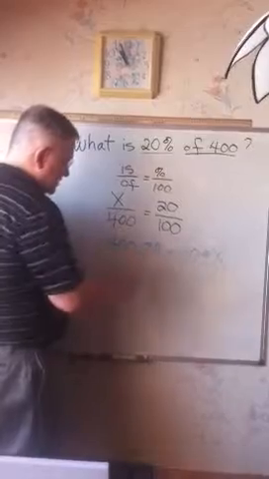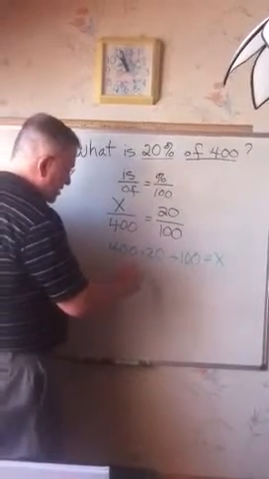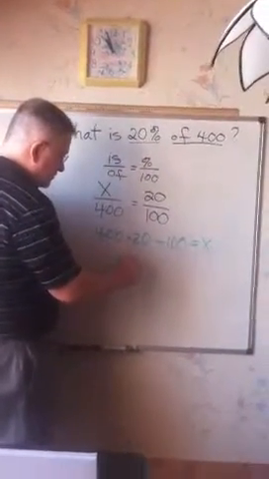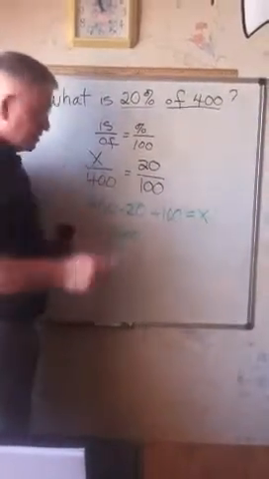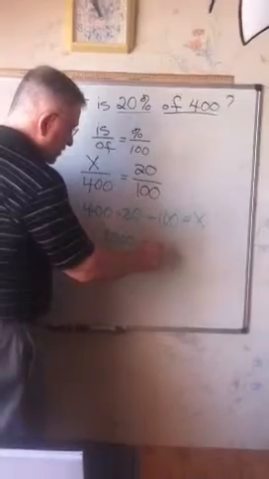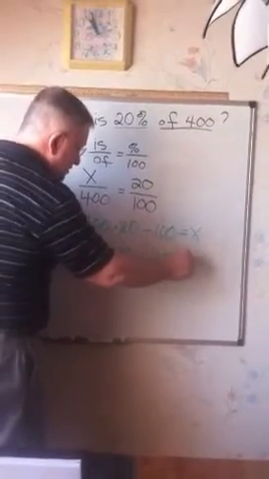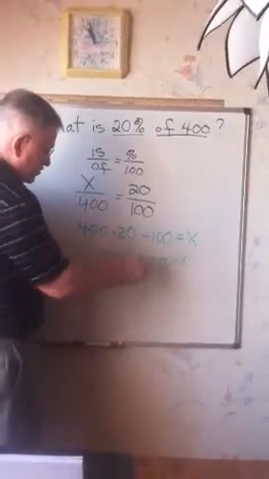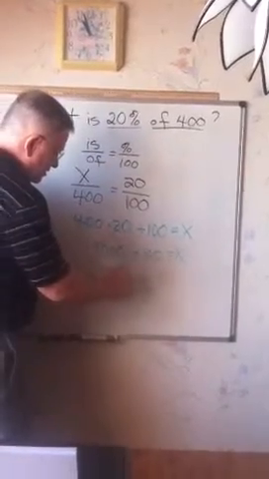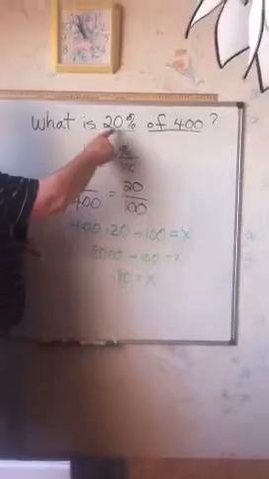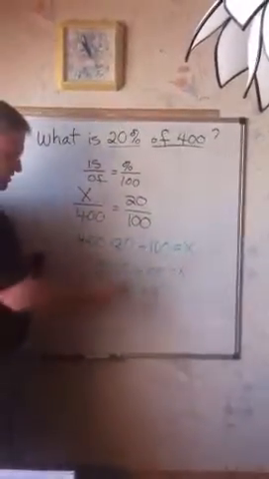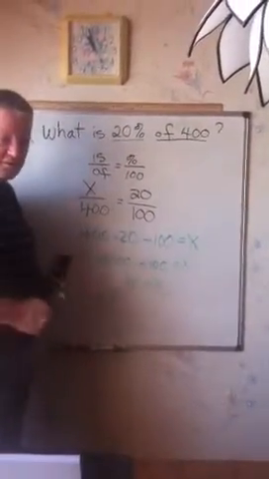So when we multiply this out, and calculator's okay here, we're going to have 8,000. 4 times 2 is 8 with 3 zeros. Use your calculator though. Divided by 100 equals x. If we divide this by 100, we end up with 80. So the answer to our question, what is 20% of 400, is 80. So that's how we do that.